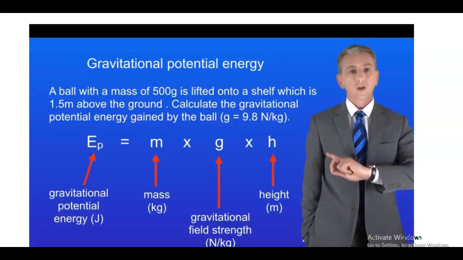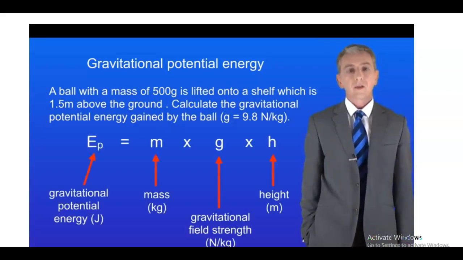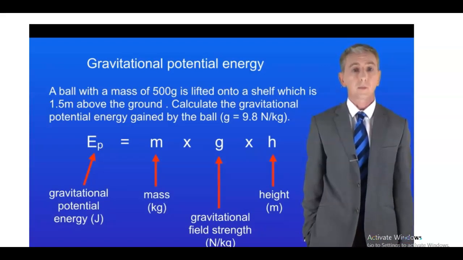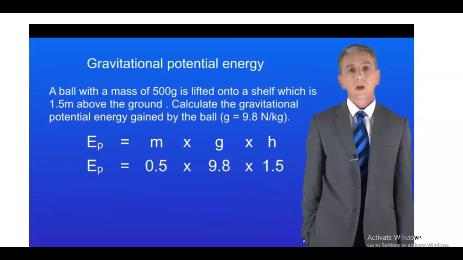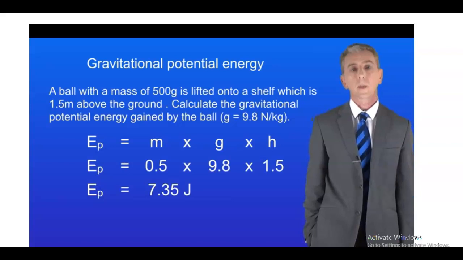Okay, here's the equation that we're using. The mass is 500 grams, so first we've got to convert this to kilograms by dividing by 1000. 500 grams is 0.5 kilograms. The value of the gravitational field strength is 9.8 newtons per kilogram, and the height is 1.5 meters. Putting these numbers into the equation gives us a value for the gravitational potential energy of 7.35 joules.